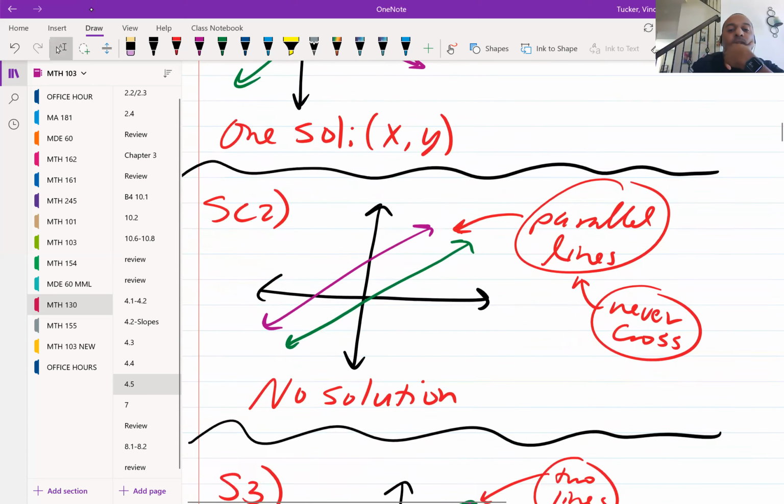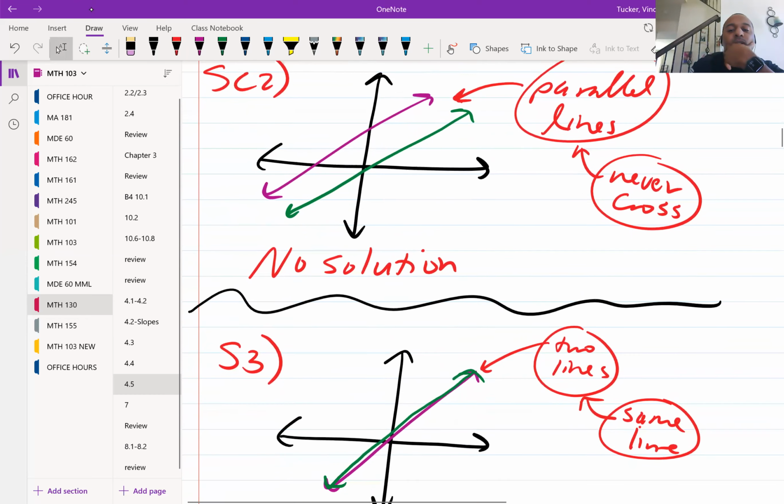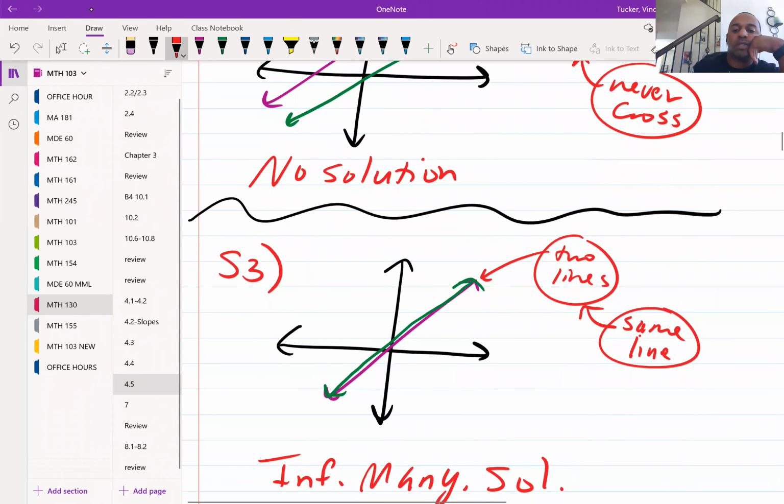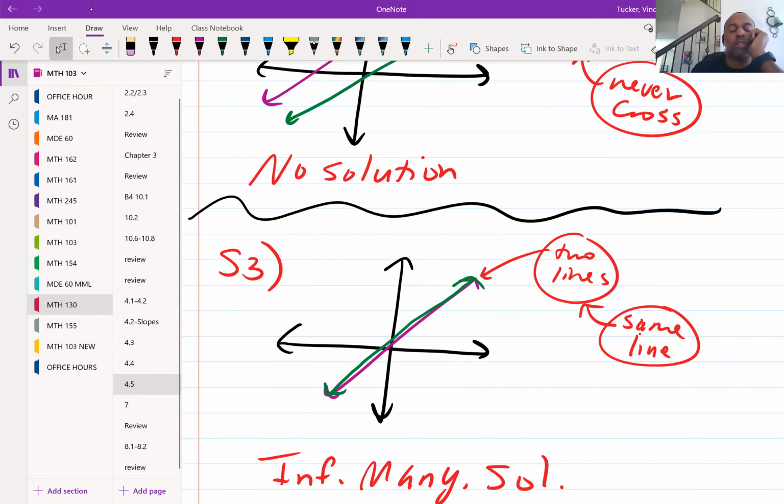And then third scenario, if you have two lines, when you graph your two lines, they end up being the same line. That's when you have infinitely many solutions.